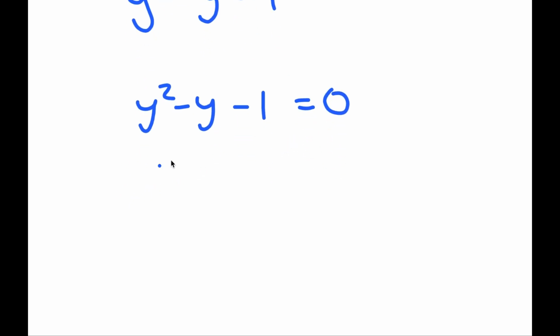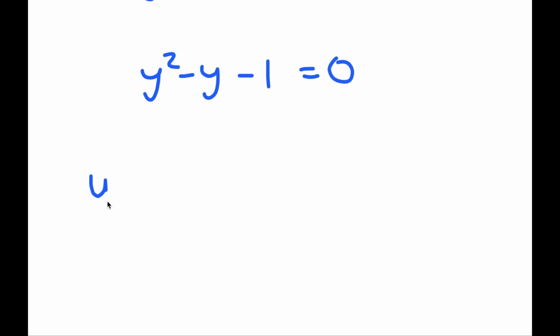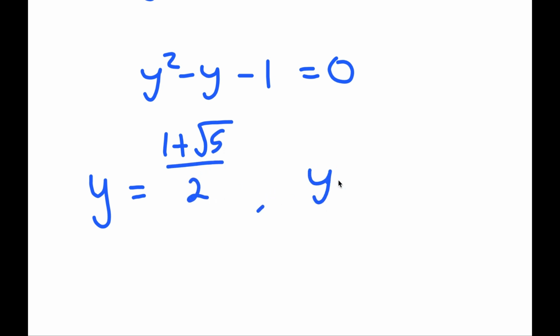So I get two values of y. If I plug this into the quadratic formula, I get y is equal to 1 plus the square root of 5 over 2, and y is equal to 1 minus the square root of 5 over 2.